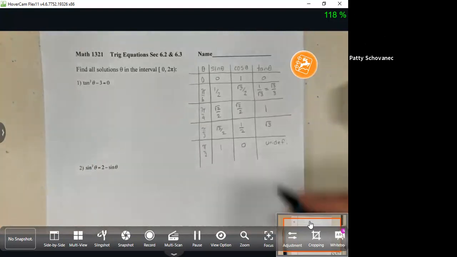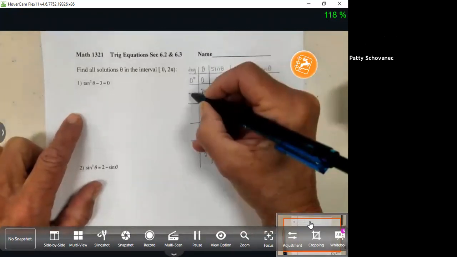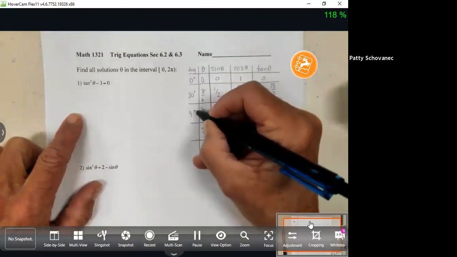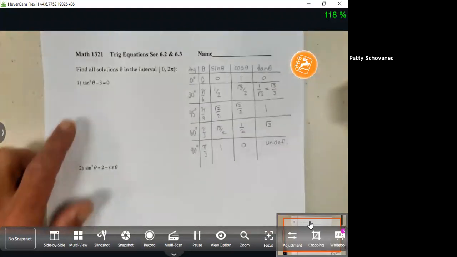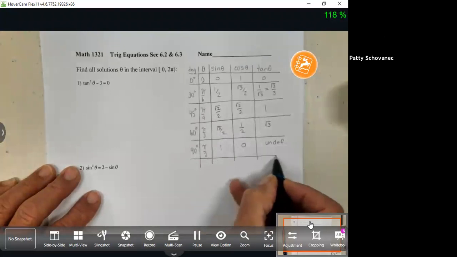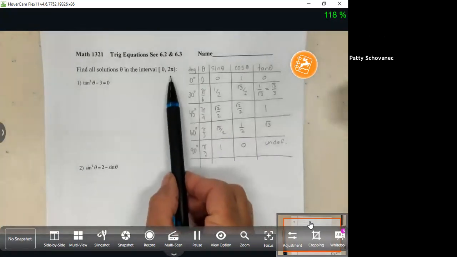If you need to know these in degrees, this corresponds to 0 degrees, 30 degrees, 45 degrees, 60 degrees, 90 degrees. If you know these, you can get the ones in other quadrants just by adding or subtracting those reference angles from 360 or 2 pi, or 180 or pi, depending on whether you want things in radians or degrees. In this entire worksheet, we're doing things in radians.